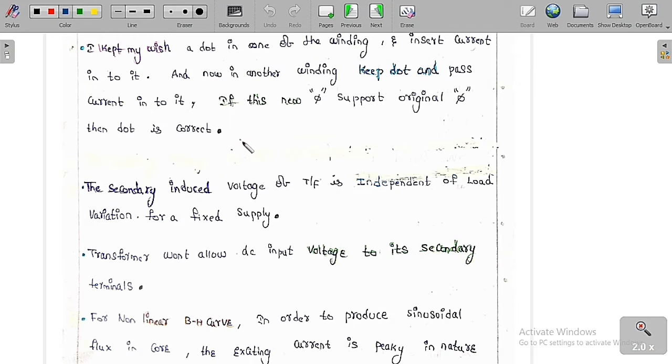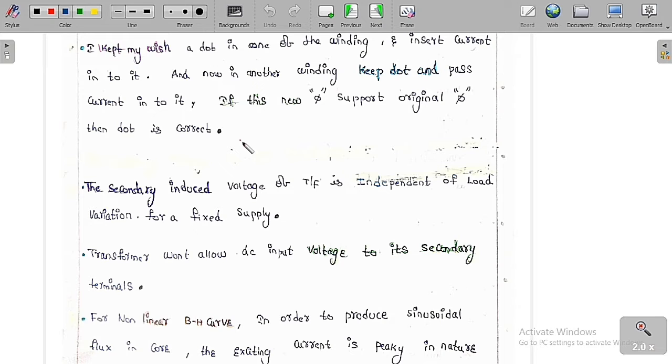Listen carefully. The concept of marking the dots on a coil is: suppose you take one coil and mark a dot at any one of the terminals, and you pass the current into that dot. With the help of the right hand thumb rule, curl your fingers in the direction of the current, and the thumb is going to show you the flux direction.